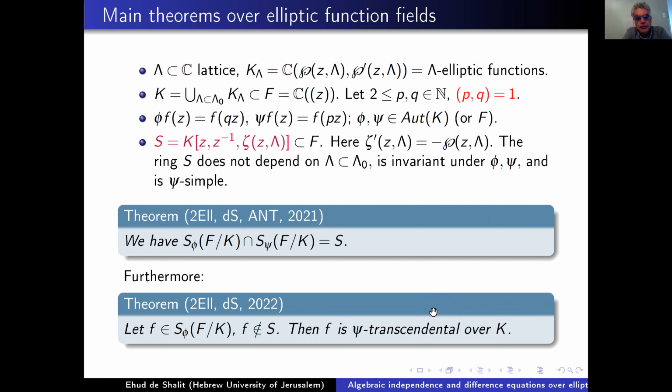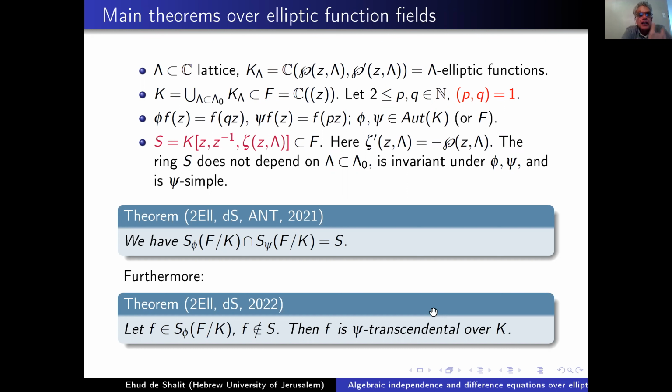So for any lattice lambda in the complex numbers, I denote by K lambda the field of lambda elliptic functions generated over C by the Weierstrass P function and its derivative. And as in the Mahler case, where to make the endomorphisms of raising to power P or raising to power Q into automorphisms, we had to adjoin all roots of X, here we have to adjoin the elliptic functions on all sublattices of lambda naught.